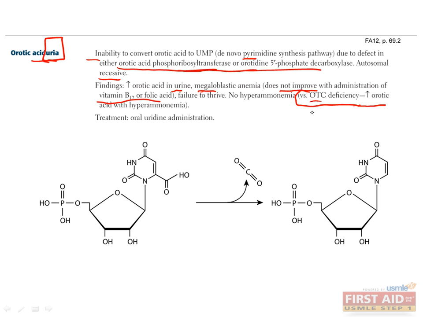As I mentioned in the last slide, this enzyme allows carbamoyl phosphate to enter the urea cycle so that urea can eventually be excreted, and if it's not functional, carbamoyl phosphate will build up and be converted to orotic acid. OTC deficiency can be clinically distinguished from the inability to convert orotic acid to UMP by the hyperammonemia that will occur only in OTC deficiency, since this also prevents excretion of urea. The treatment for orotic aciduria is oral uridine administration, which allows patients to make pyrimidines.